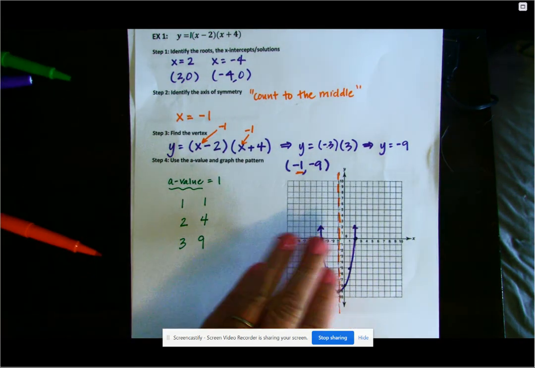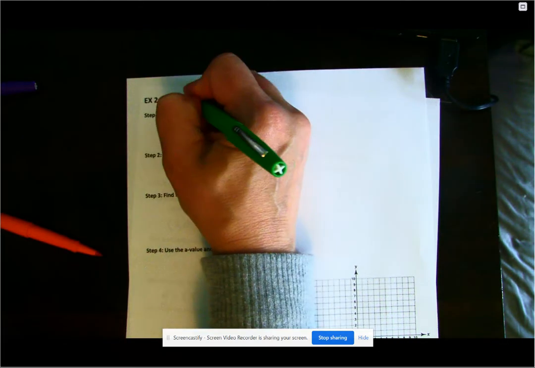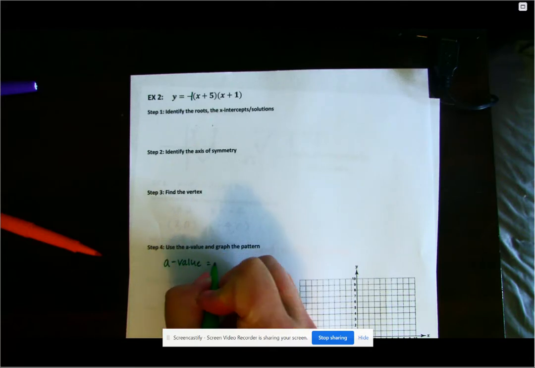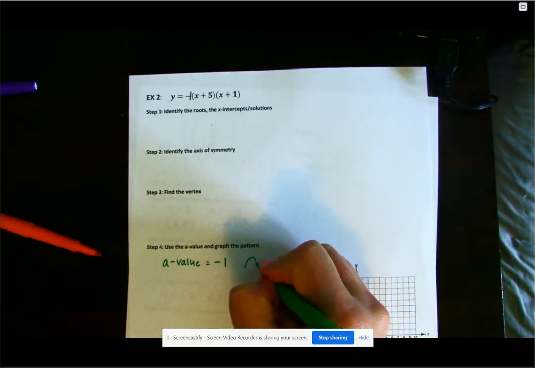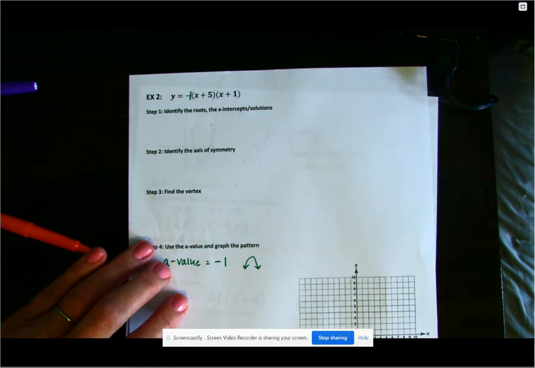All right, let's quickly do the second one. So much fun. This next one, all right, it's negative. So the A value is -1. I'm going to write that down here. So it's going to go down. Don't forget that. Okay, but typically out 1, down 1, out 2, down 4.